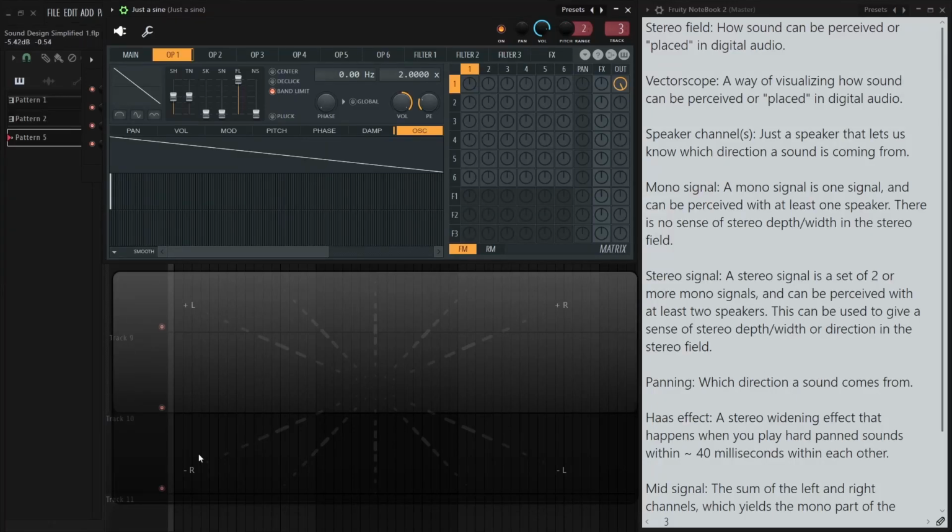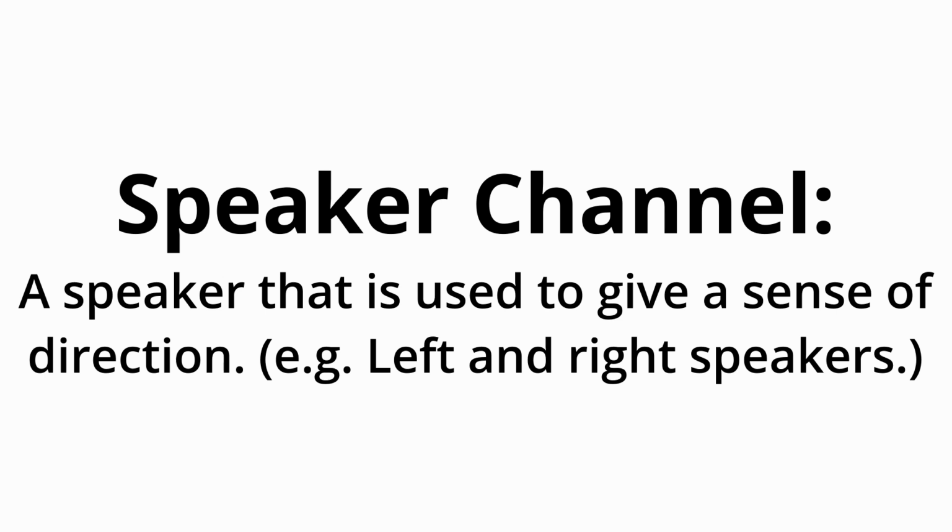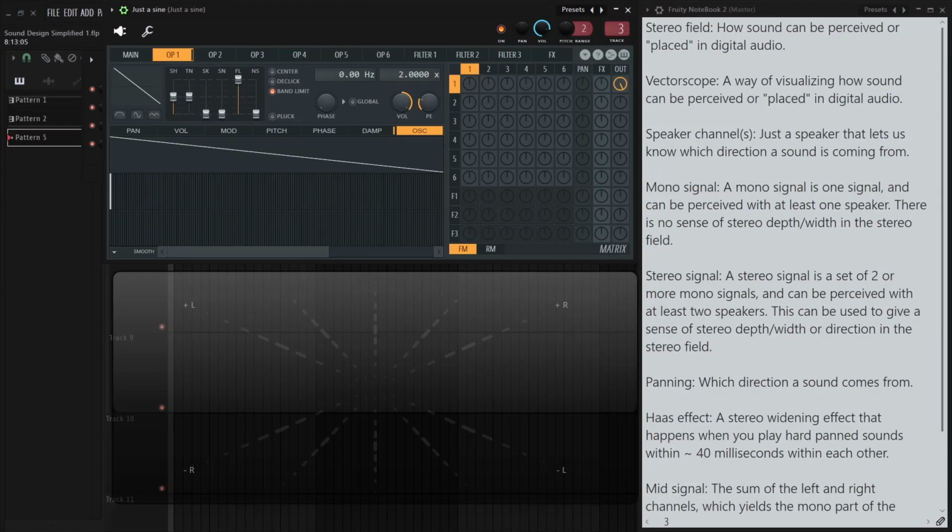This tool right here is called a vectorscope. It visualizes the stereo field so that we can analyze the stereo information of sound. In the vectorscope, the y-axis is amplitude, and theta is the direction the sound is coming from, measured in degrees. A speaker channel is just a speaker that's used to give a sense of direction. For example, in a common sound system like headphones or common stereo speakers, there is usually a left and right speaker in which sound comes out of.